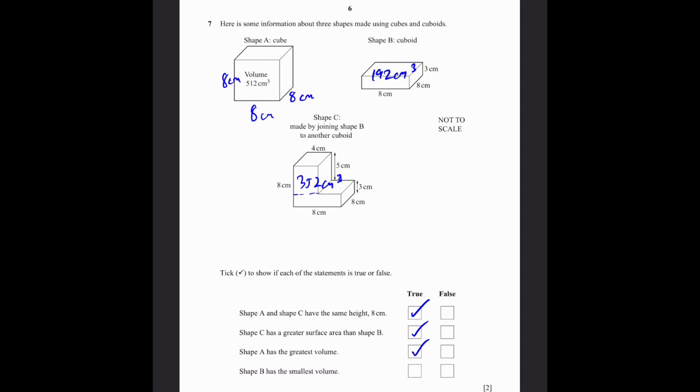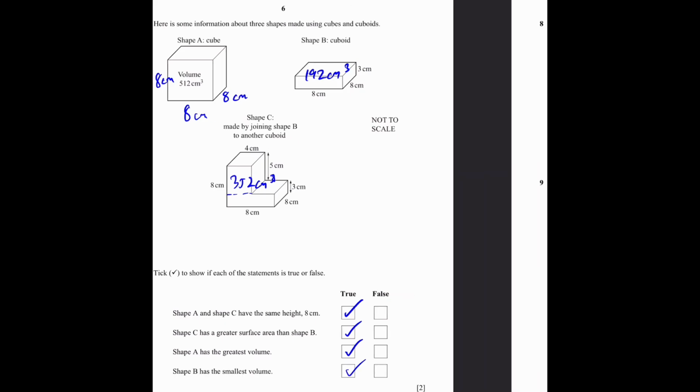Shape B has the smallest volume. This is also true because we can see 192 is the smallest. That's the answer. Question 8.